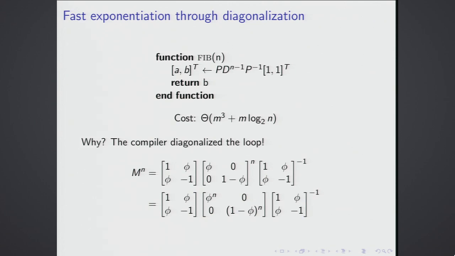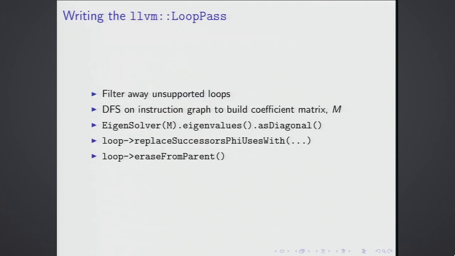And the trick is that you can see the middle matrix there, phi to the n, 1 minus phi to the n. You only have to raise the eigenvalues to the nth power. So, okay, so that's what this optimization pass does.